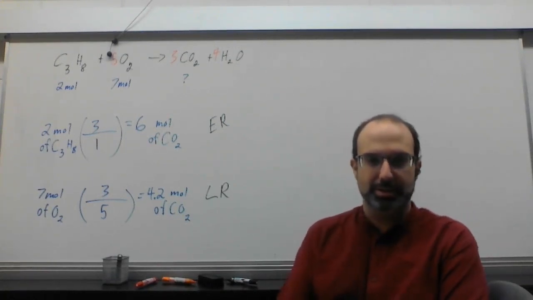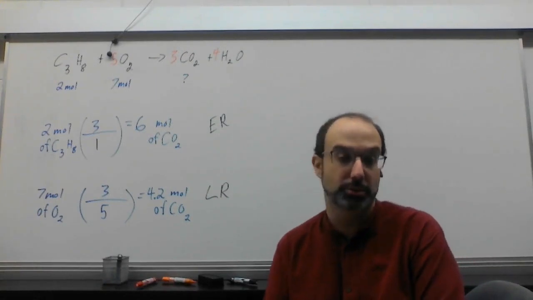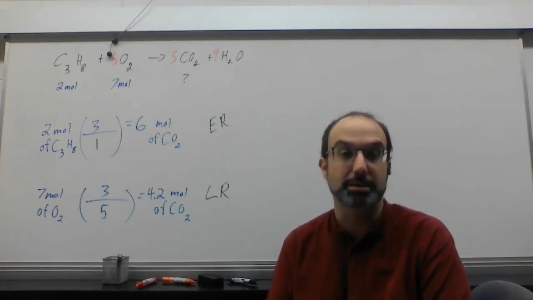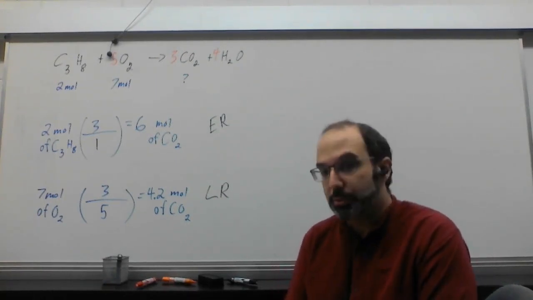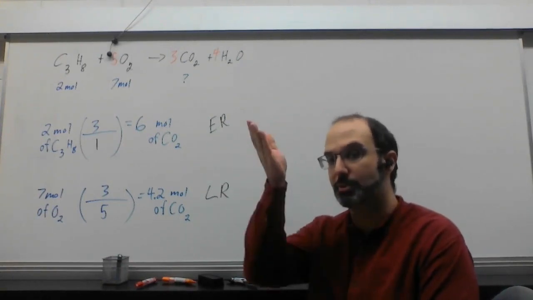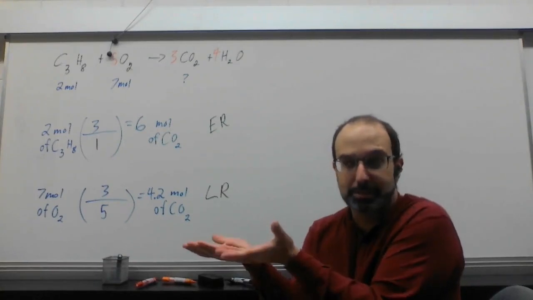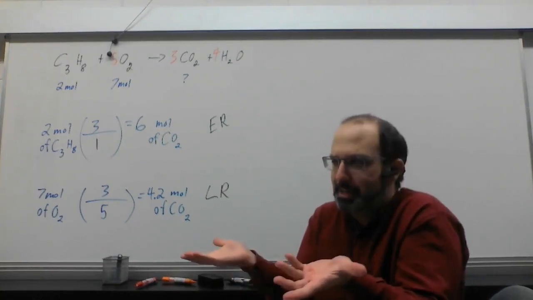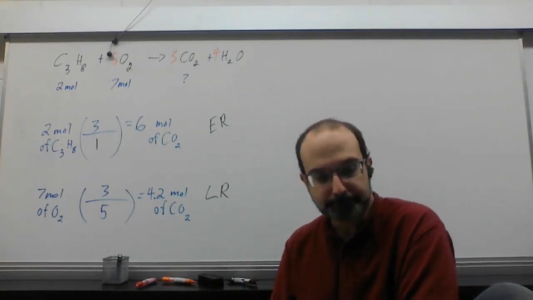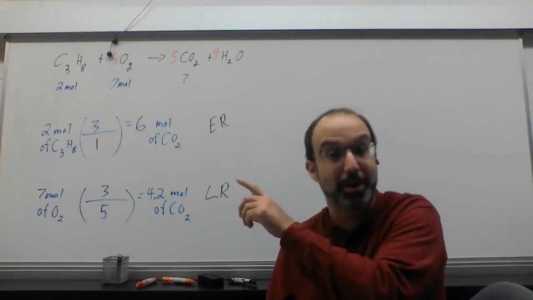All this requires is that we have the ability to compare 2 possibilities and choose the one that makes the most sense. When will the reaction stop? When one of these runs out. Which one is going to run out first? Whichever one makes less. Because that's how logic is, right? If I make less, I run out earlier. All right. That's for part A.